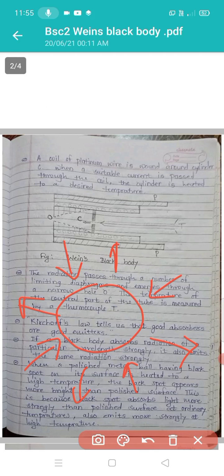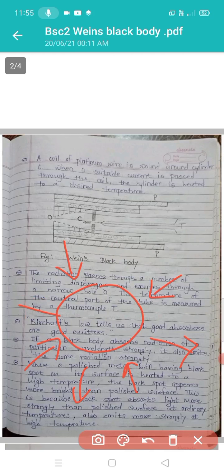When a polished metal ball having a black spot on its surface is heated to a high temperature, the black spot appears brighter than the polished surface. This is because the black spot absorbs light more strongly than the polished surface.